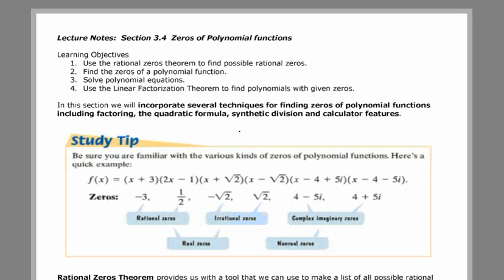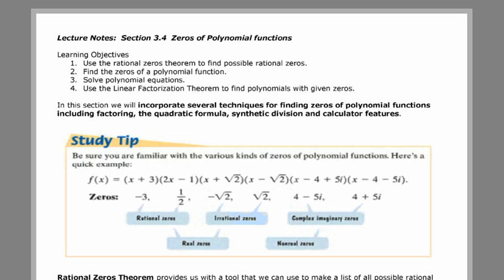Now let's put together what we learned in 3.2 about our polynomial functions, and 3.3 working with synthetic division and how that helped us determine solutions and zeros. Let's put that together to find all the zeros of a polynomial function. We'll use the rational zeros theorem to help us determine a list. We'll find some zeros, we'll solve some equations, and we'll use the linear factorization theorem.